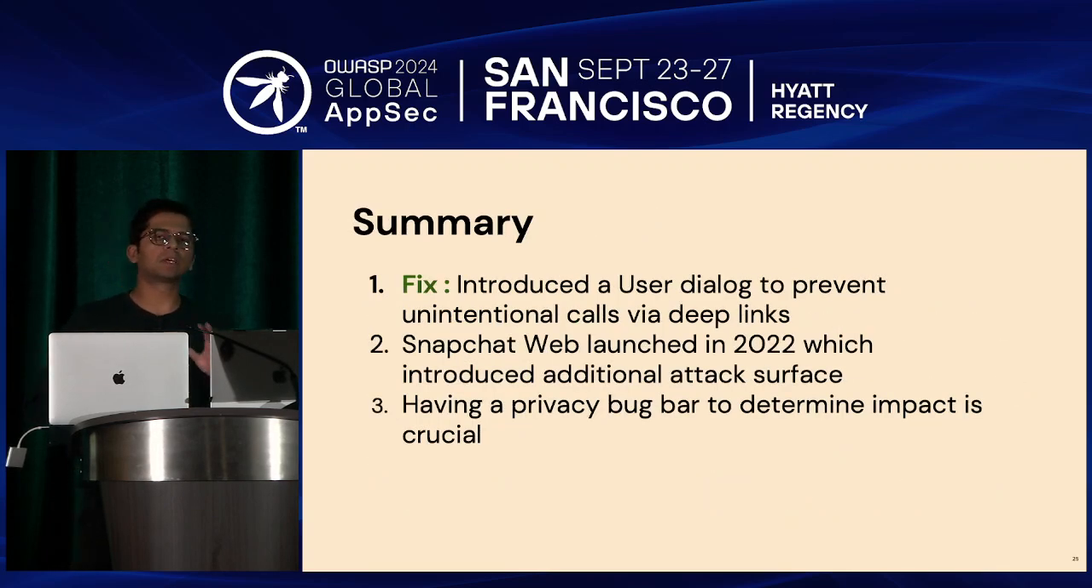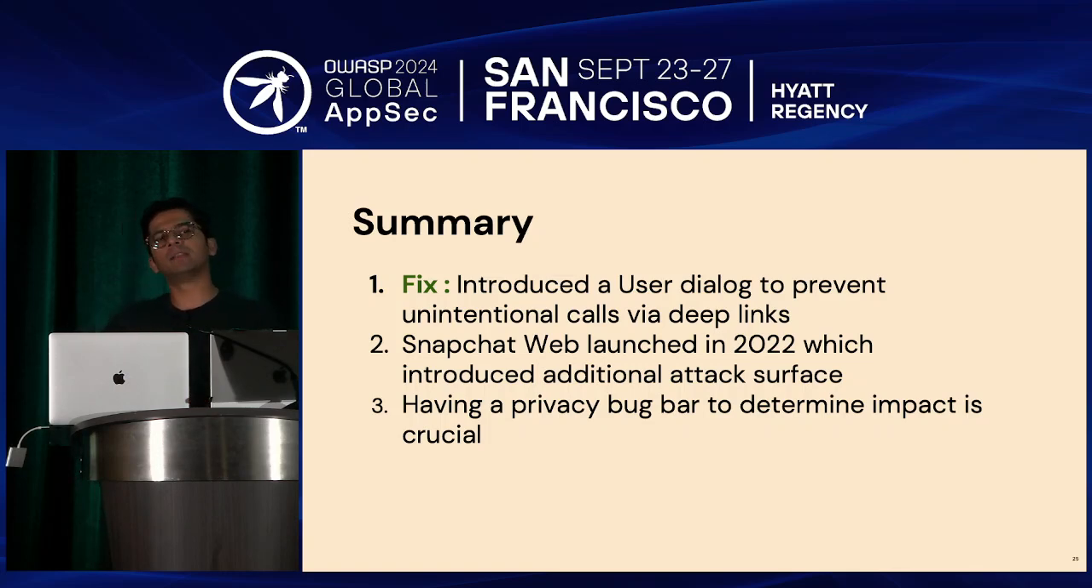Okay. So let's look at some of the capabilities that you want to take back. Having a privacy bug bar, that'll be solid. But more than that, think about when you add new features. So we introduced Snapchat Web in 2022. And then when we introduced that specific feature, the conversation ID sort of got exposed, which otherwise was not being exposed through the mobile application.